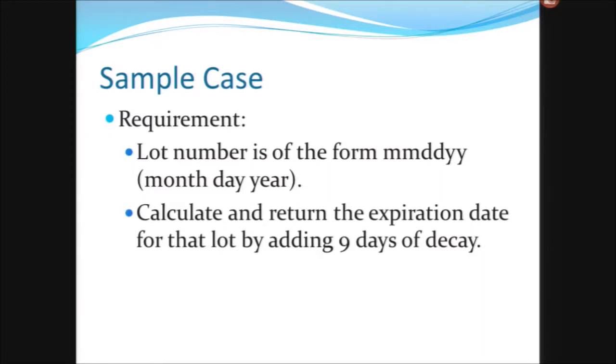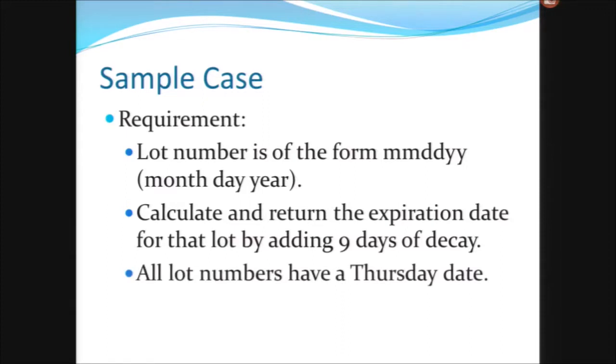I changed the number of days, so I know there's a lot of very smart people here. You cannot guess which isotope I'm talking about, because I changed the number of days of decay. It's not 9. Or it might be 9. I don't know. All lot numbers have to have a Thursday date. I don't know why, but this particular facility can only produce lots on Thursday.